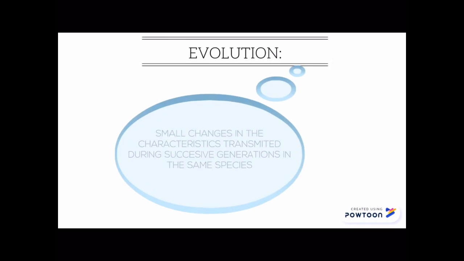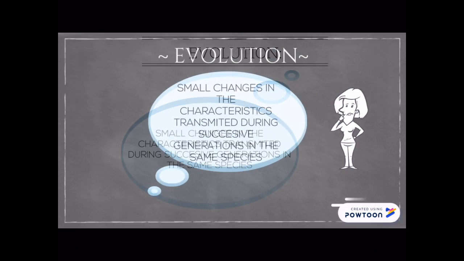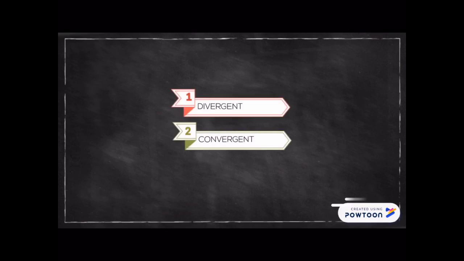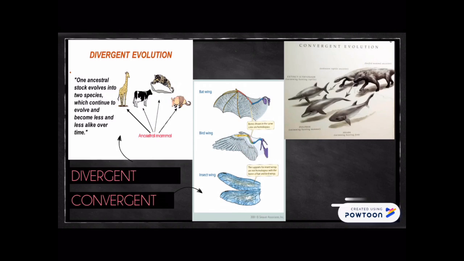Before we move on, here is the definition of evolution. Small changes over generations in the same species. Now that you know the definition, there are two types of evolution, divergent and convergent. Divergent is when new species are formed from a common ancestor species. As each new population accumulates changes, the species tend to become more and more different.